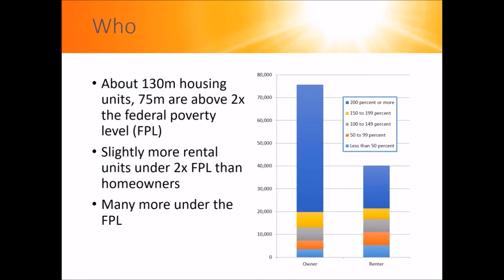First, we should talk about the market. There are about 130 million housing units in the U.S. More than half of those are above 2 times the federal poverty level. Federal poverty level is a nationwide single number for income that is used in some programs to determine eligibility for low-income support.